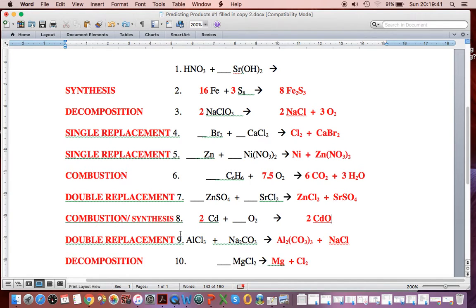So we see 2 aluminums, we're going to need 2 there. We see 3 carbons, we're going to need a 3 in front here. So there's our 2, there's our 3. Now 2 times 3 is 6, so we have 6 chlorines, so that's one reason to put a 6. 3 times 2 also is 6, so a 6 is going to finish us off, and it is balanced perfectly.